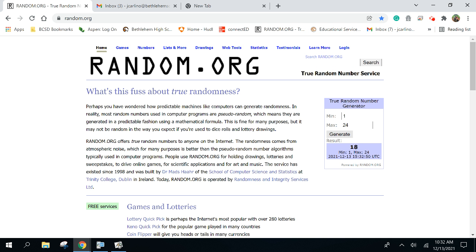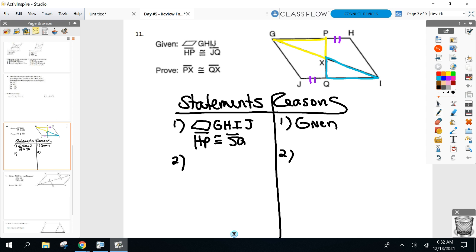Let's start with 18. Give me a pair of sides or angles in this one. That's how you get a pair of sides: subtraction. First, though, before you subtract, everyone, make sure you have the opposite sides congruent, GH and JI. Parallelogram implies opposite sides congruent. Make sure that's in there before you subtract. Is it?